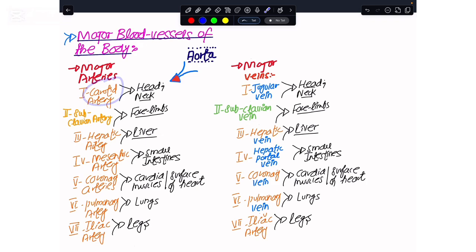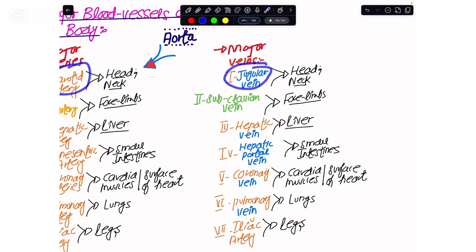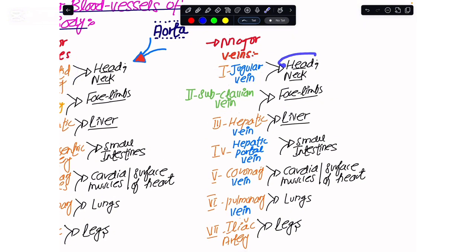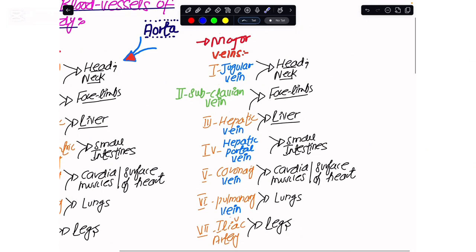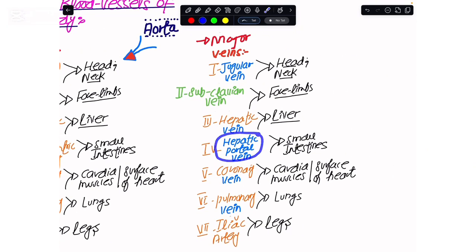Against the carotid artery, we have the jugular vein, which brings deoxygenated blood from the head and neck area. The subclavian vein brings deoxygenated blood back from the forelimbs. The hepatic vein brings it back from the liver. Oxygenated blood goes to the small intestines with the help of the mesenteric artery. But against the mesenteric artery, we do not have a mesenteric vein; rather, we have the hepatic portal vein, which takes the blood from the small intestines to the liver.